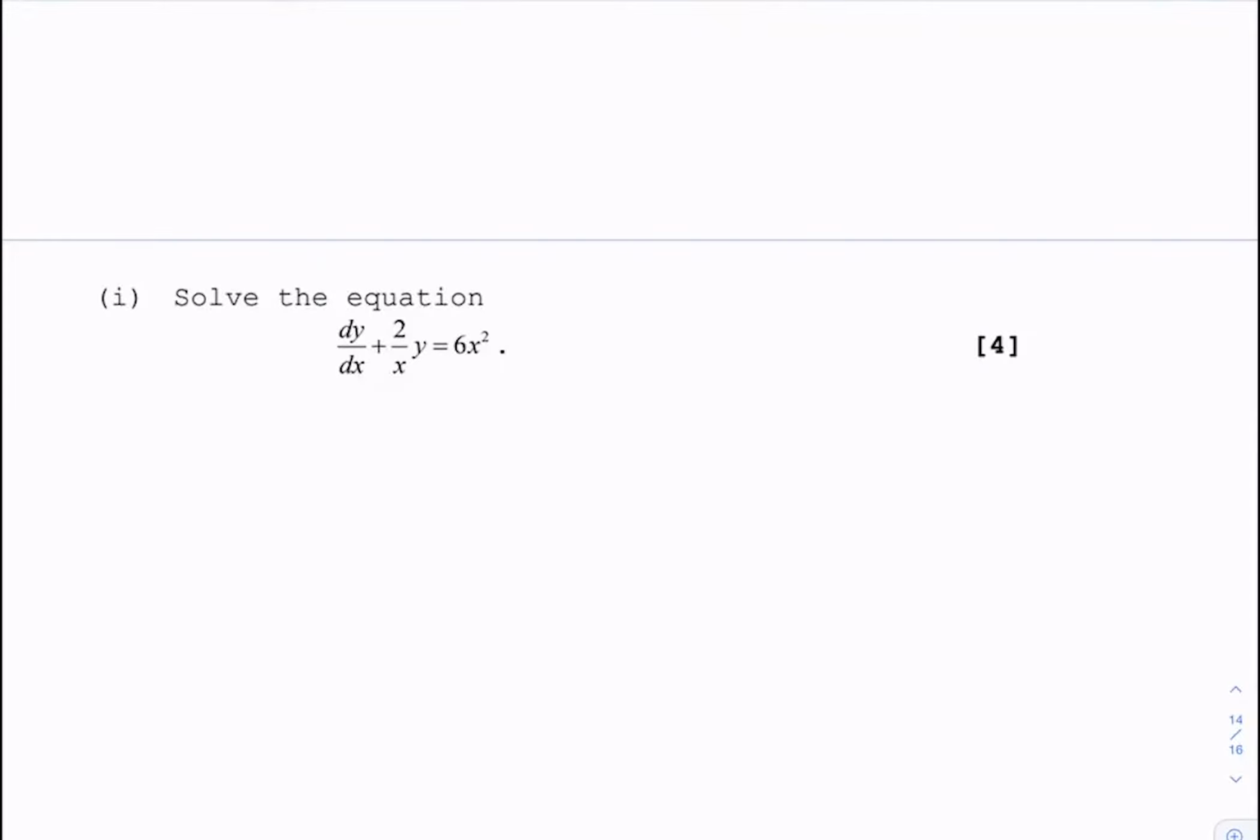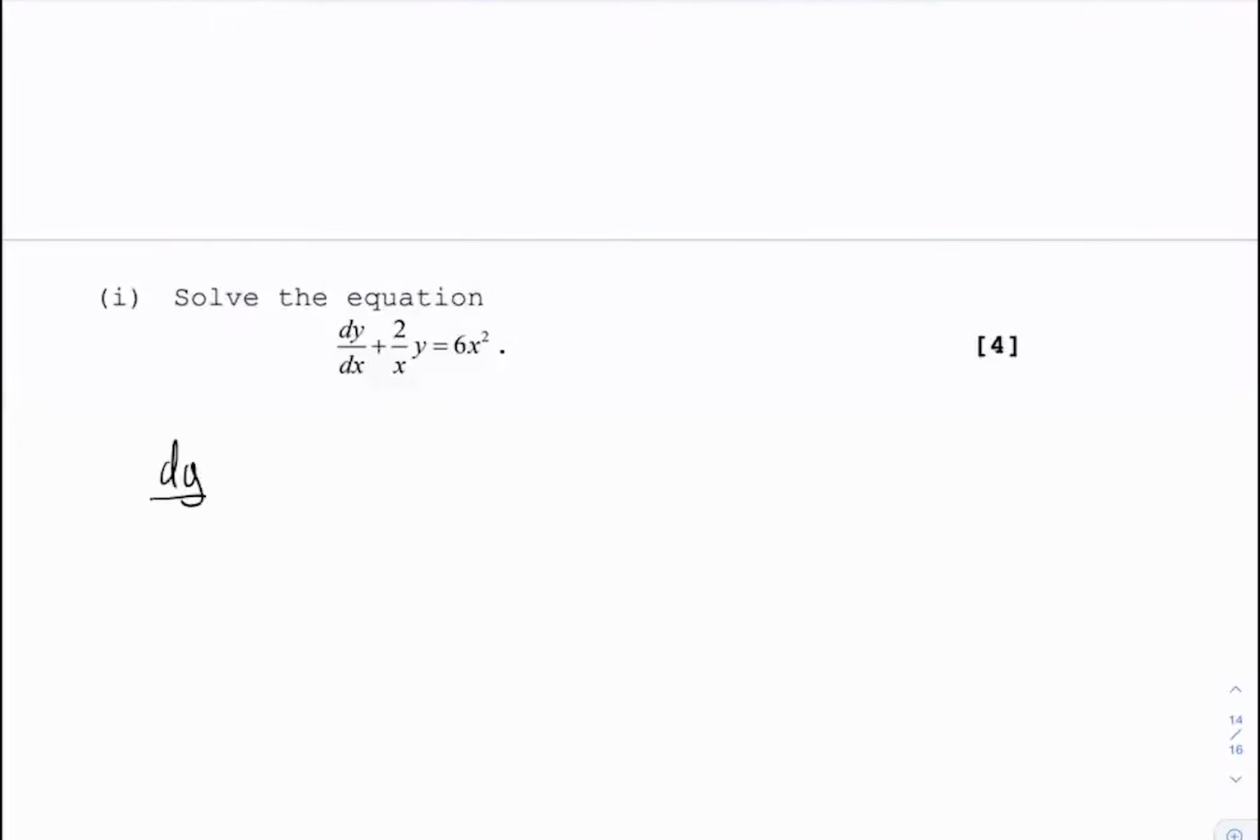So this question says, solve the equation dy/dx plus 2 divided by x times y equals 6x squared. Now, when we see a differential equation of this form, we are to remember that these types of differential equations are called first order linear. And we've been doing them since we were doing CAPE mathematics, right? So some of you guys should be familiar with differential equations of this form or this nature, right?